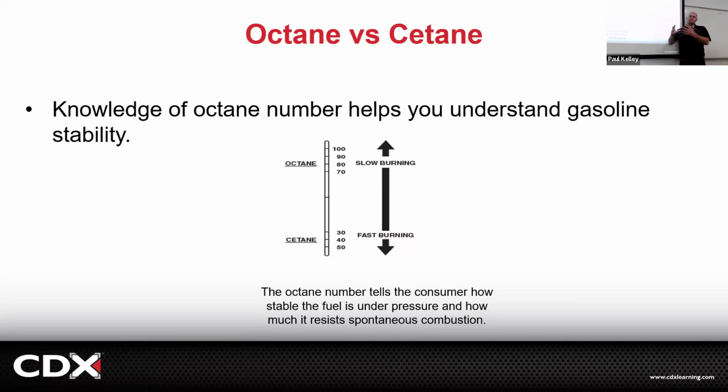And so 87 is really more for your lower compression engine. 91 is for your higher compression engine. Which one do you have? That's the fuel that you need. It's that simple. If you have a daily driver with 9-to-1 compression and you put 91 in there, you're not helping anybody. You're not helping anything.